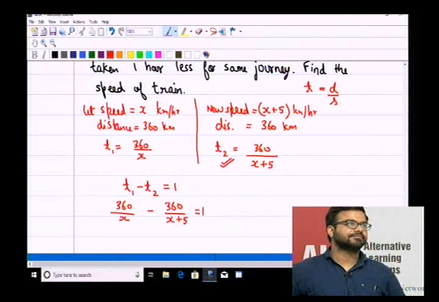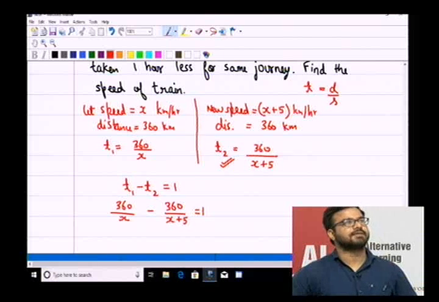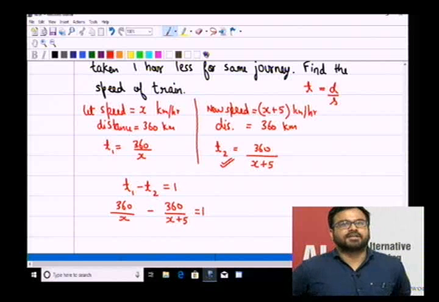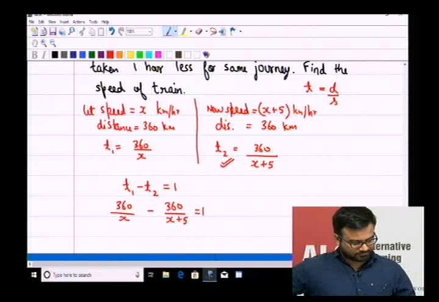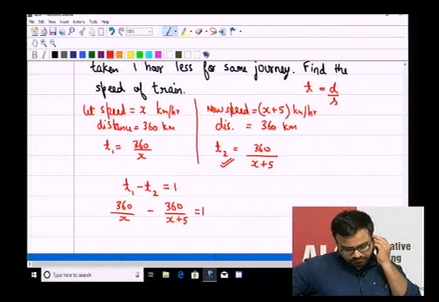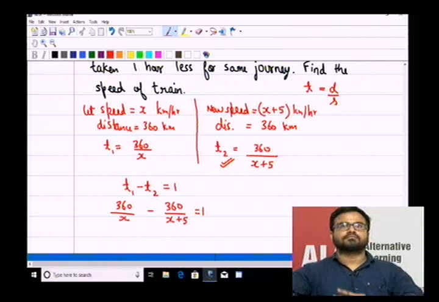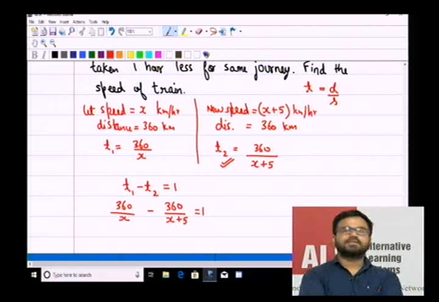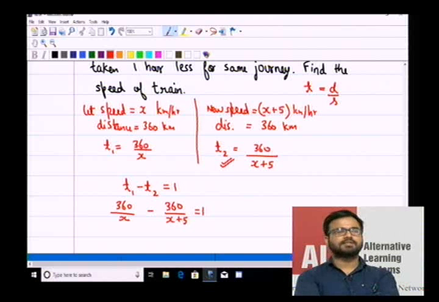No, it's not 9. Yes, same method. You have to take the LCM, Senapati College. And 9 is not the correct answer. Whenever you are solving any fraction, if you see the denominators are different, the first step should always be the LCM.